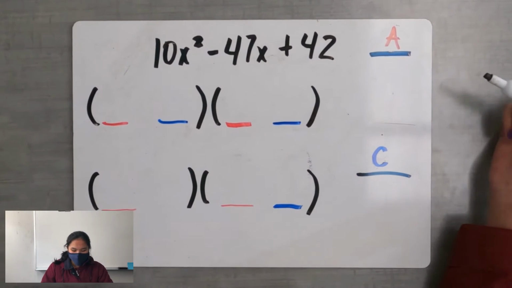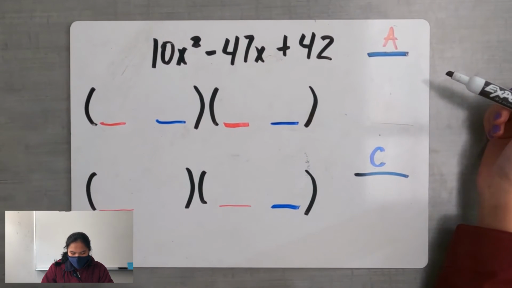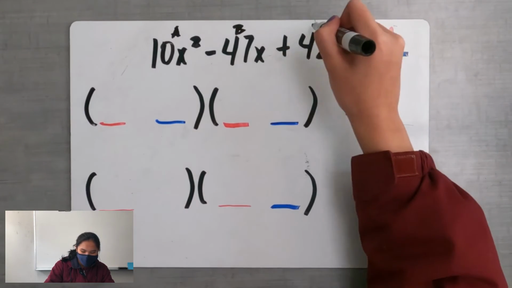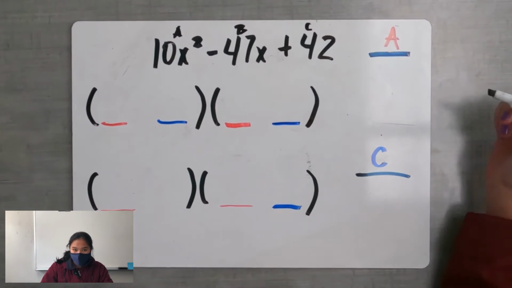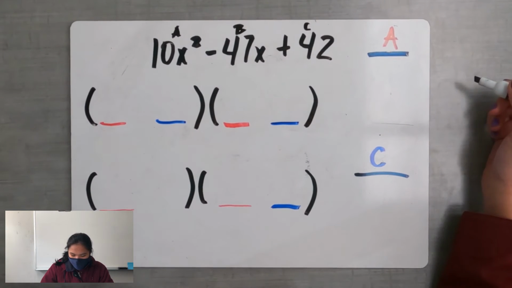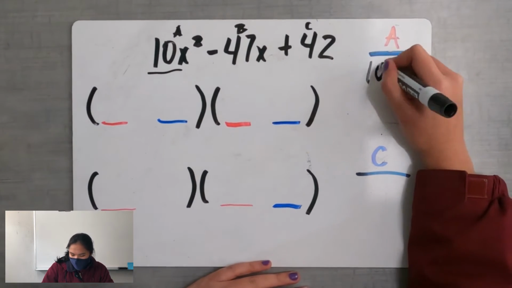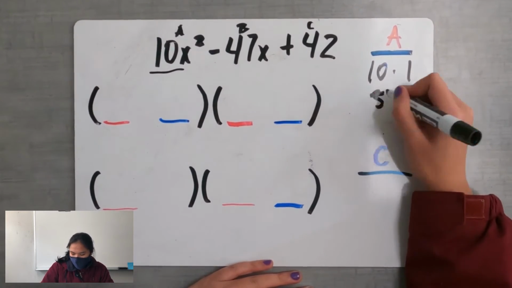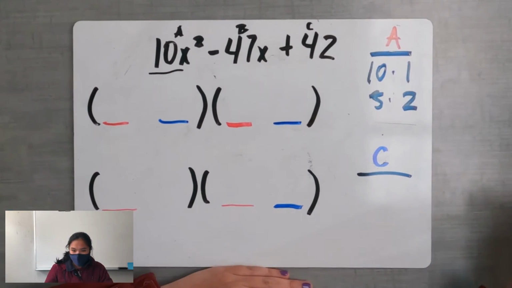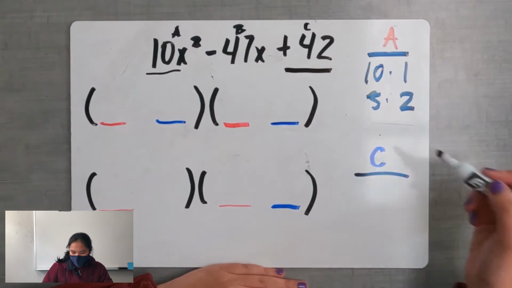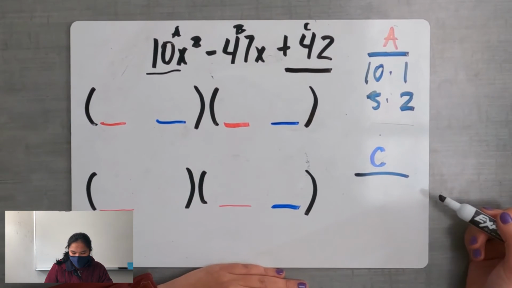Okay, so the problem we have here is 10x squared minus 47x plus 42. Let's remember that this is A, B, and C. The first thing we have to do is find the factors of A, which is 10 right here, and we have two pairs: 10 times 1 and 5 times 2. Then we need to find the factors of C. We have 42 here, but since B is negative, we need two negative numbers that multiply to get a positive C.